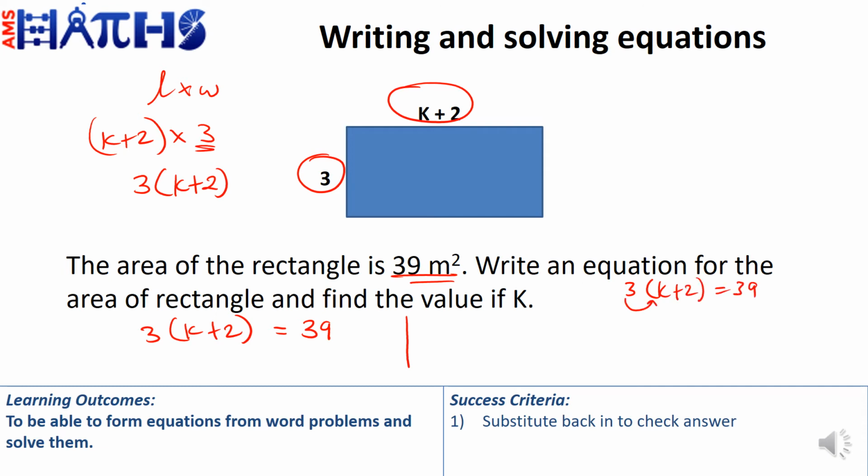We expand the bracket. 3 times k is 3k, and then 3 times 2 is 6. That's equal to 39. So we'll subtract 6 on both sides. 6 minus 6 is 0, so we're left with 3k. And on the right side, 39 minus 6 is 33. Then we will divide both sides by 3. 3 divided by 3 is 1, so we're left with k, and 33 divided by 3 is 11. So k is equal to 11.